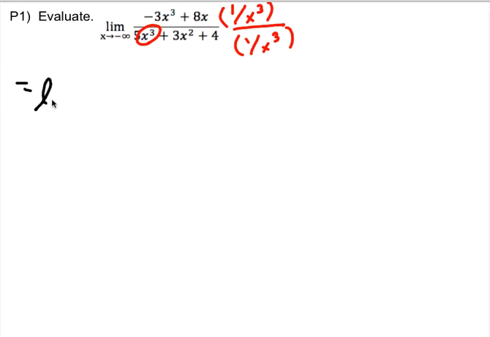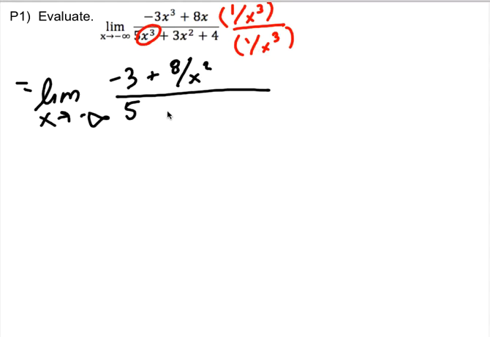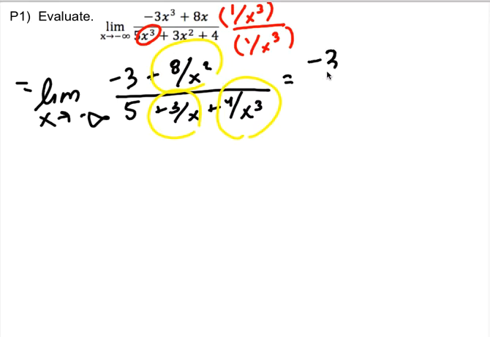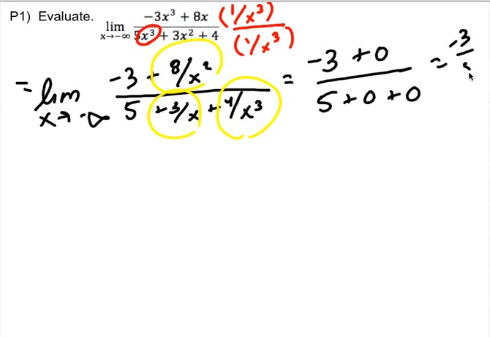When I do that, I get that this is the limit as x approaches negative infinity of negative 3, because the x cubes will cancel, plus 8 over x squared. In the denominator, I get 5 plus 3 over x plus 4 over x cubed. Yet again, as we saw in the last one, all of these are going to be zeros when I plug in, because they are a finite number over something infinitely large. So I get negative 3 plus 0 over 5 plus 0 plus 0, and I get negative 3/5 as my answer. All right, moving on.